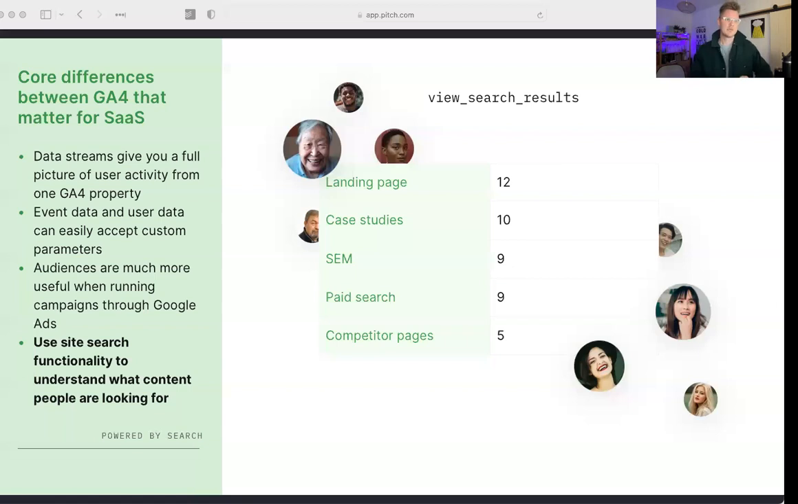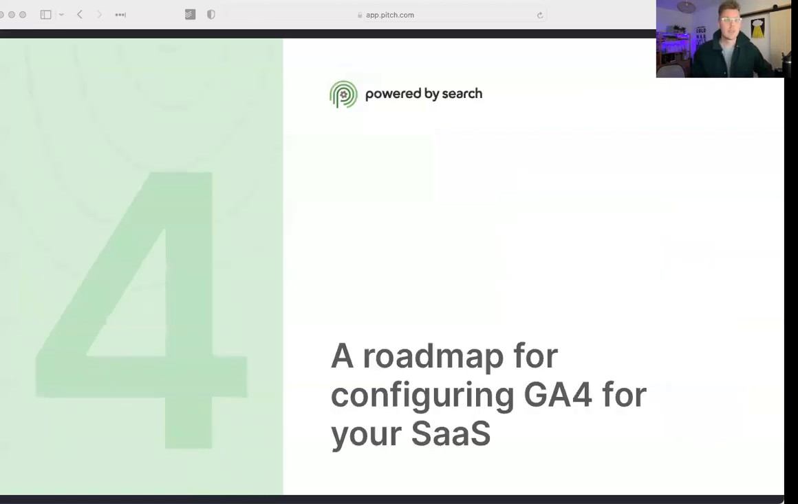Trenton says you could see what people were searching for with UA. You absolutely could, but it's way more intuitive in GA4 for most people.